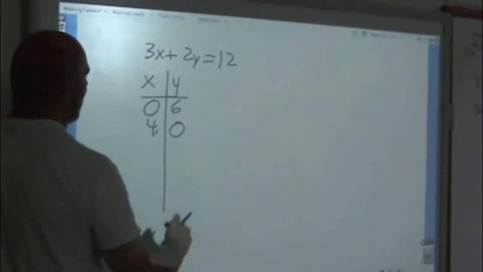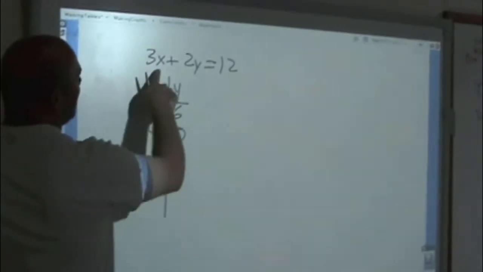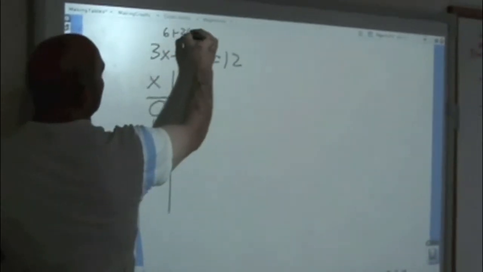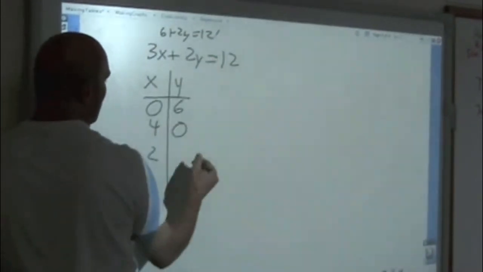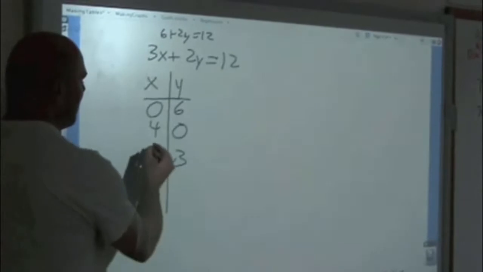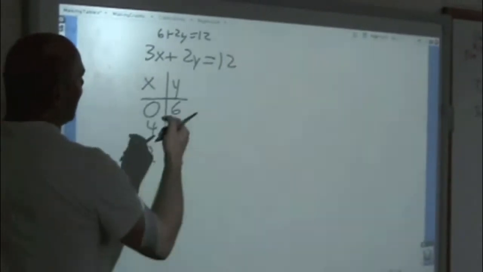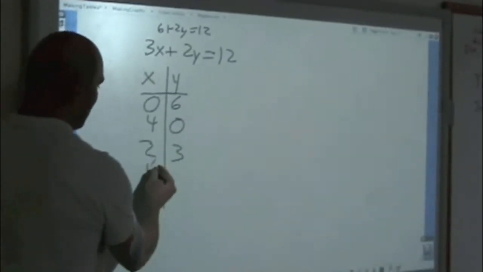Can I choose other points? Sure, I could choose x is 2. If x is 2, this makes 6 plus 2y is equal to 12. So 2y is equal to 6, so y must be 3. So 2 and 3 would be another point. Maybe I can pick x is 4. I actually already have 4 in there.